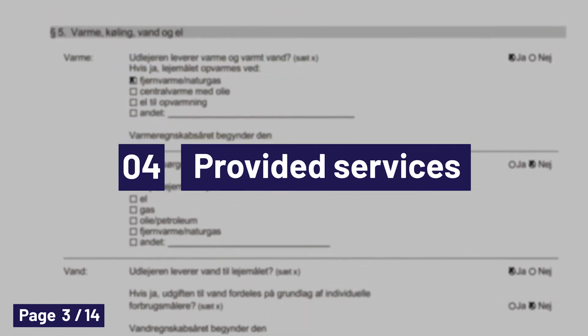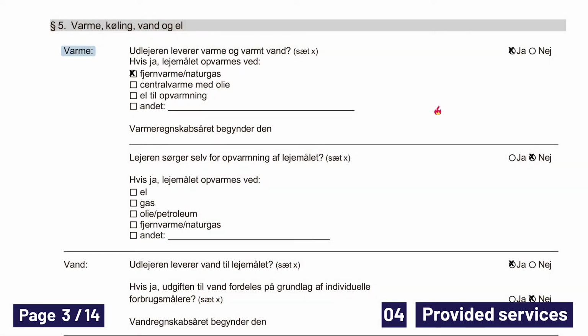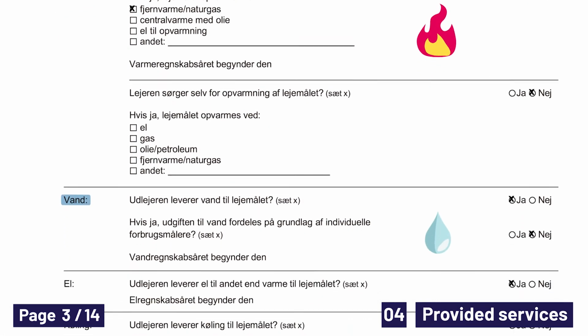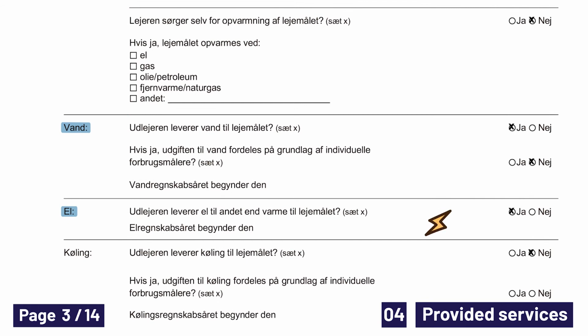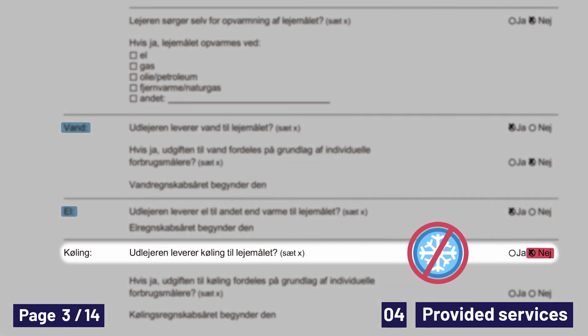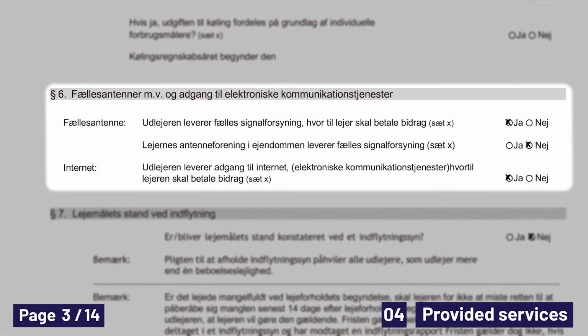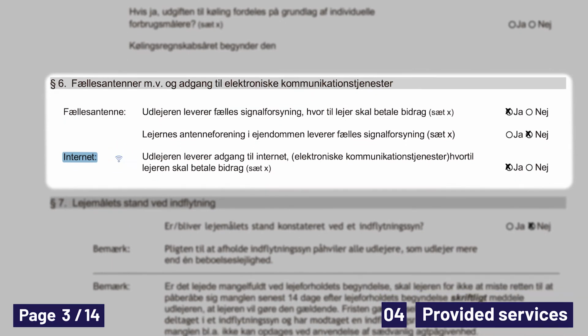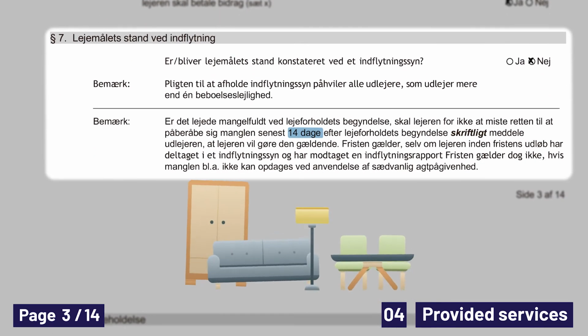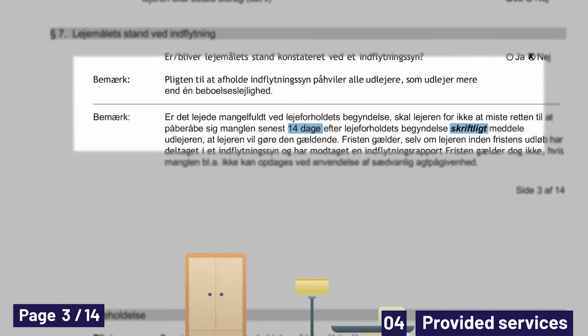Provided services. The accommodation is provided with heat, water, and electricity. Please note, cooling is not provided. You are provided with internet. And you have 14 days to let us know in writing if something is missing or lacking upon arrival.